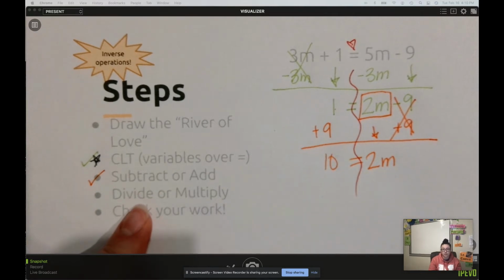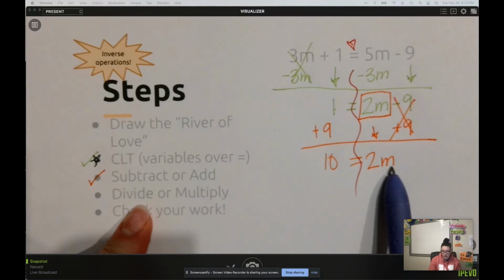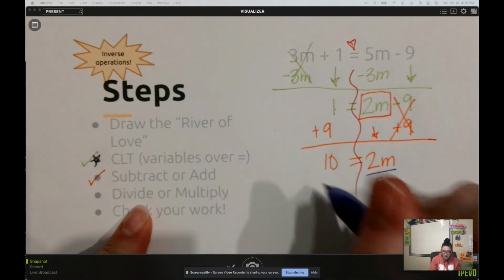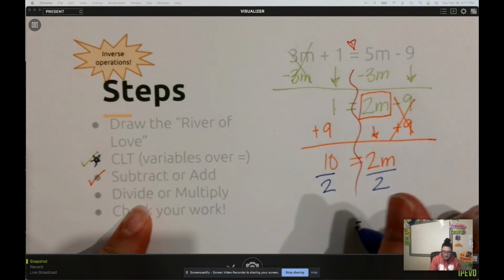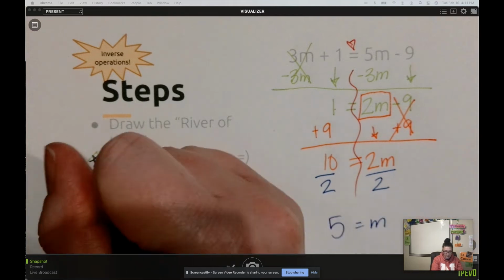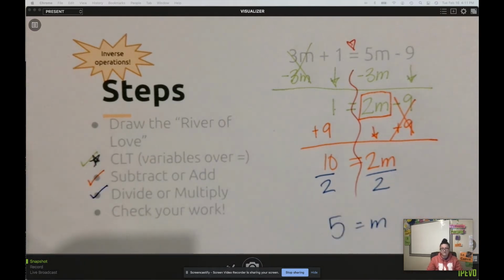Now the division and multiplication. I need to isolate my variable, so I need to get rid of that coefficient. Divide both sides by 2. So we see that m should equal 5. Boom! Now what we can do is check our work.